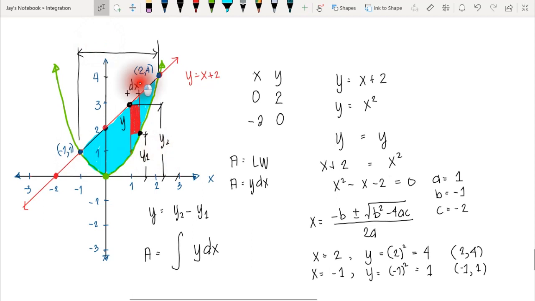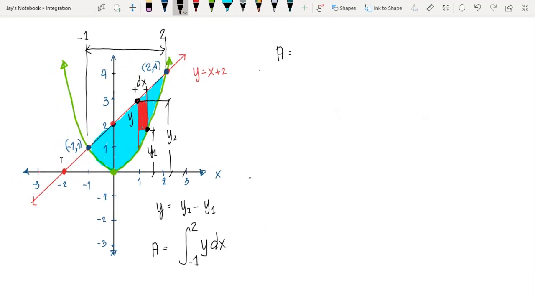And since we have dx, our limit should be along the x-axis. If that were dy, our limit should be along the y-axis. But since this is dx, our limit should be the x-coordinates. So our limit here is from -1 to 2, since the x-coordinate at this point is 2, and the x-coordinate at this point is -1. So we have the general form of our area, from -1 to 2. Now take note, our y is the length, times dx. Our y here is the difference between the y-coordinate of the line and the y-coordinate of the curve. So we have y sub 2 minus y sub 1, and this is dx. That is our height, our y.